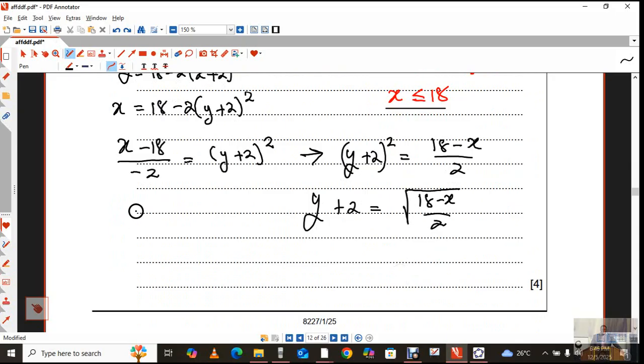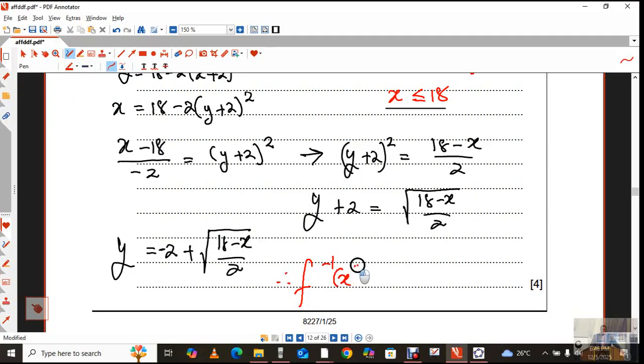So if you make y the subject of the formula, you're going to get that y is equal to negative 2, that 2 becomes a negative because you're taking it over, plus the square root of 18 minus x over 2. But we're not looking for y. We are looking for the inverse. Therefore, the inverse is going to be negative 2 plus the square root of 18 minus x upon 2. And that has solved that question.